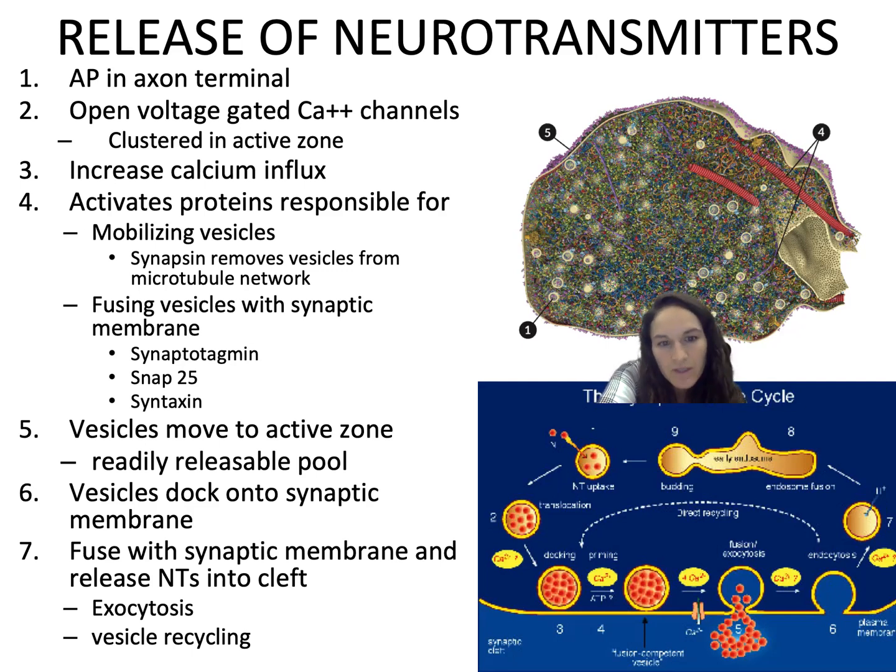So the membrane voltage depolarizes during an action potential, opens calcium gates, and now calcium can rush into that presynaptic membrane. Increasing calcium is going to get this activation of synaptic proteins that are going to mobilize these vesicles that otherwise would be on maybe microtubule networks, or get them closer to this readily releasable pool here in the active zone. And once in the active zone, calcium is going to activate additional synaptic proteins, for example, SNAP25 and synaptotagmin and syntaxin, and they're all going to be necessary for fusing the vesicles with the synaptic membrane.